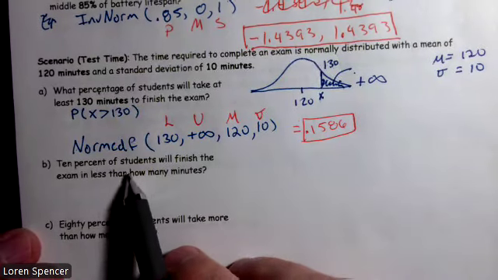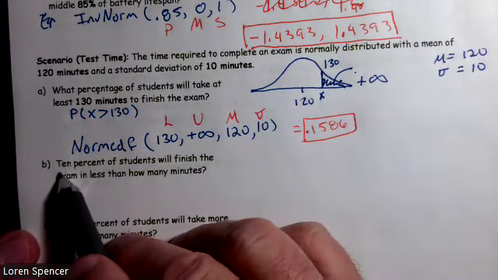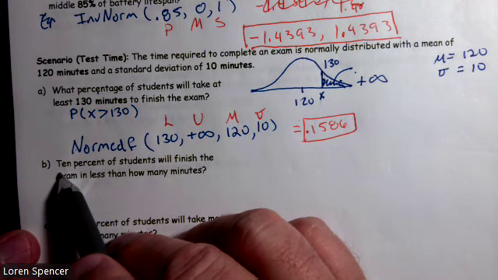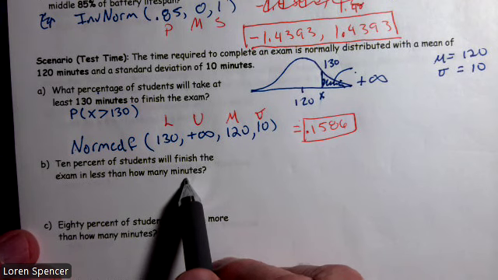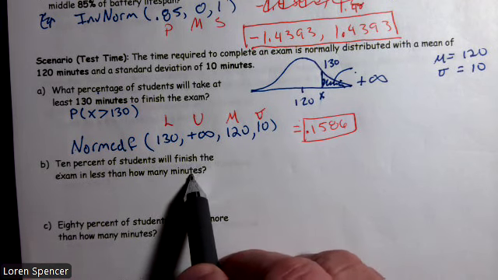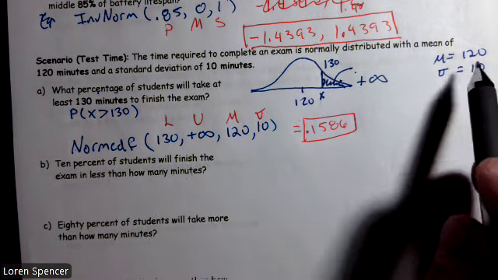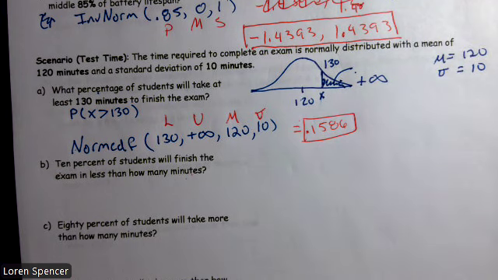All right. The next one, 10%. Well, here they gave me a percentage, so it's probably going to be working with the inverse norm. 10% of students will finish the exam in less than how many minutes? They did not ask for a z-score, so I'm using my actual value. So I'm going to need to use this.